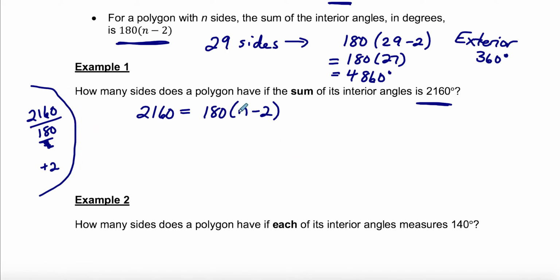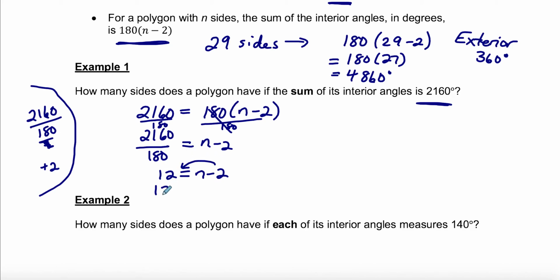Using the formula, we would take the 2,160 and divide it by 180, because I could divide both sides by 180 so that they'd cancel on this side here. And then 2,160 divided by 180 is 12. But I would have to add 2 to that. So 12 triangles plus 2 would be the number of sides. So I would get 14 sides. But again, if you don't want to use this formula, I think you can use common sense. You just divide by 180 because that's how many triangles there are. But then you have to remember to add 2, and that's maybe hard to remember, to get the number of sides.